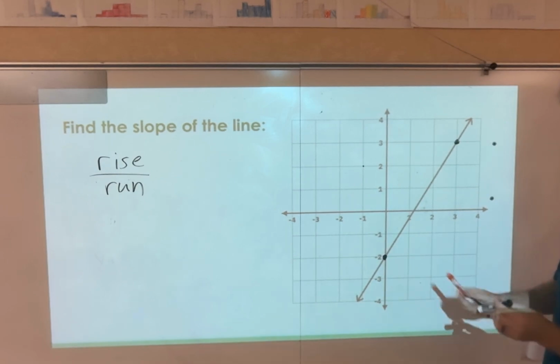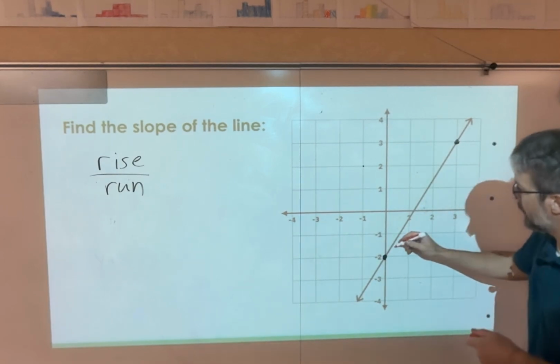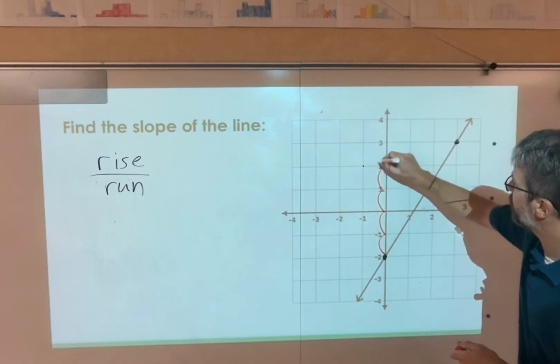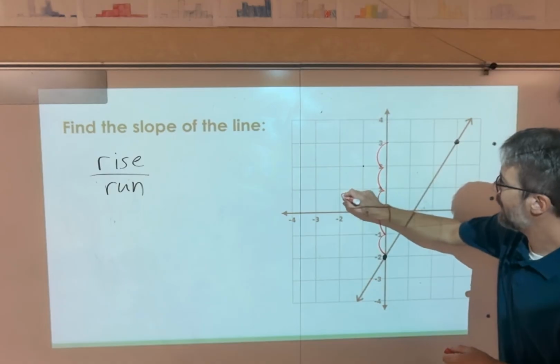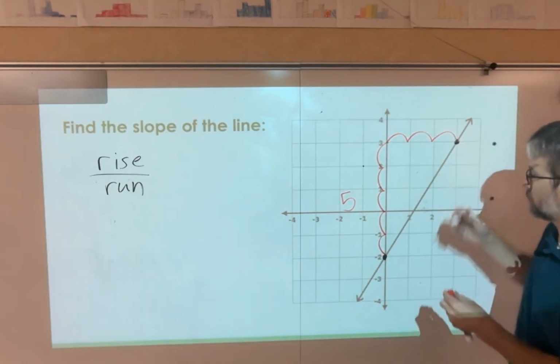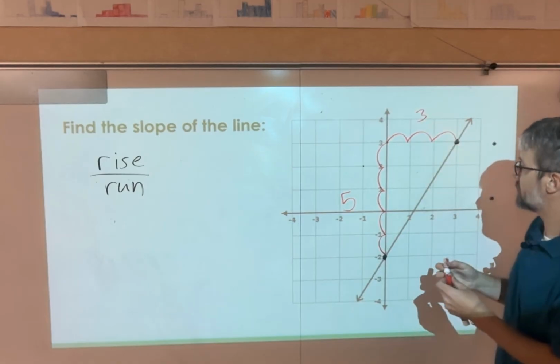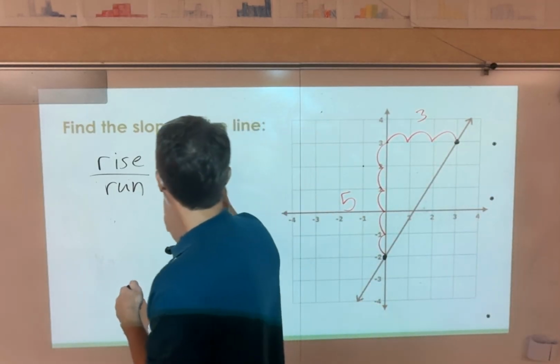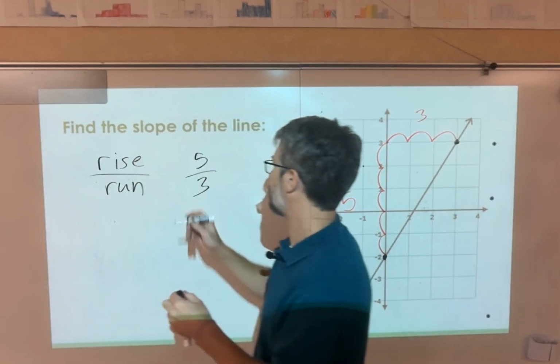All right, so what I'm going to do, I'm going to go from left to right, and how far up do I count? 1, 2, 3, 4, 5. So my rise is positive 5, and my run is 1, 2, 3. So to get from this point to this point, my slope is 5 over 3.